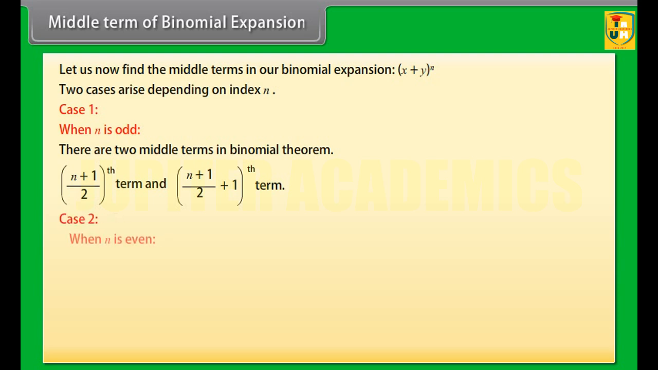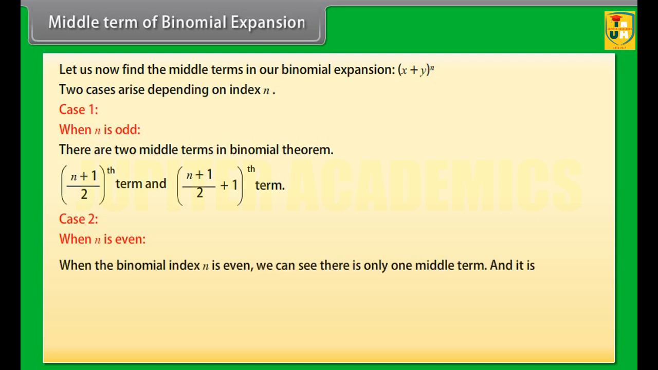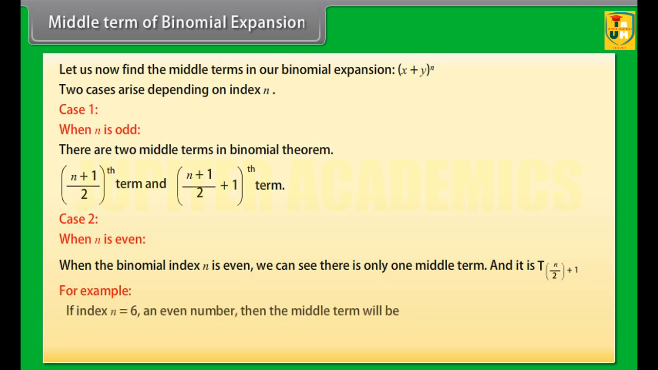Case 2: when n is even. When the binomial index n is even, there is only one middle term, and it is T n by 2 plus 1. For example, if index n is equal to 6, an even number, then the middle term will be T n by 2 plus 1, which is T 6 by 2 plus 1, which is equal to T4.